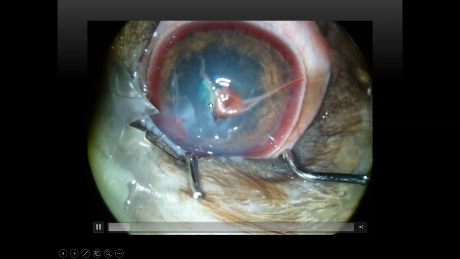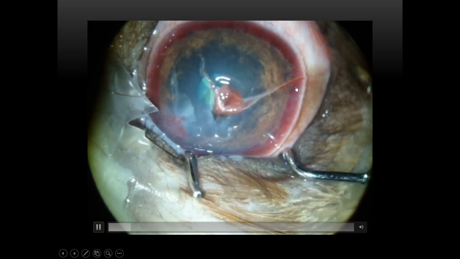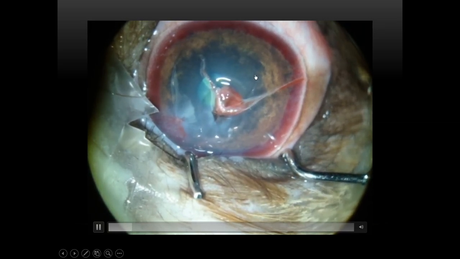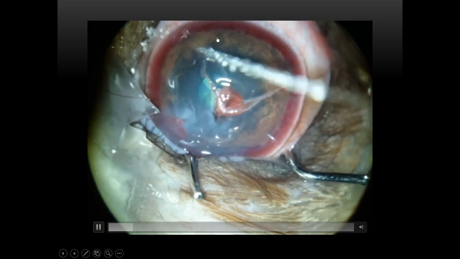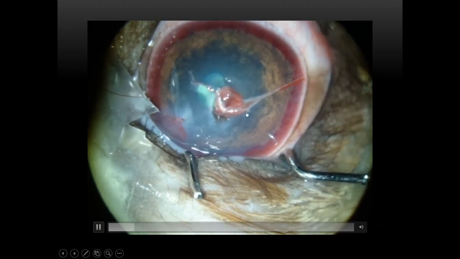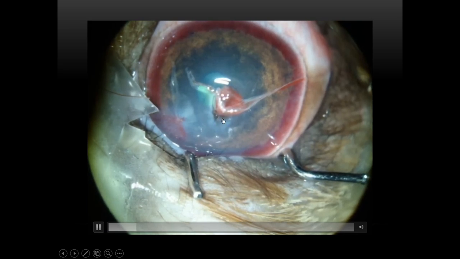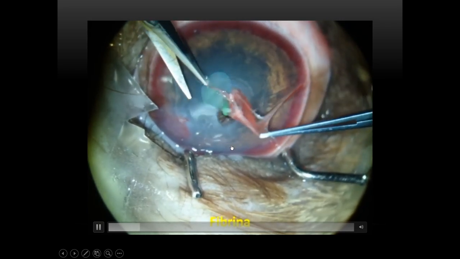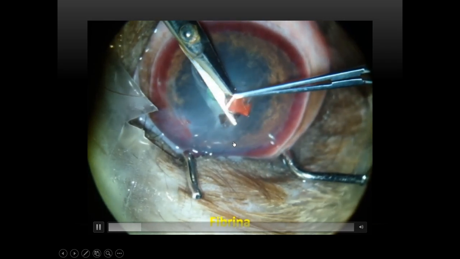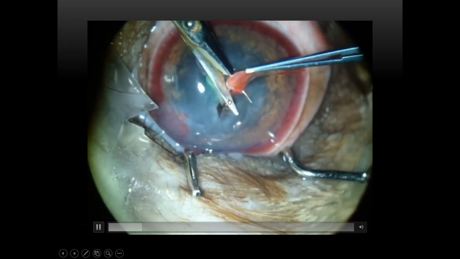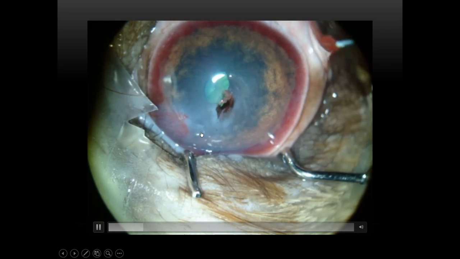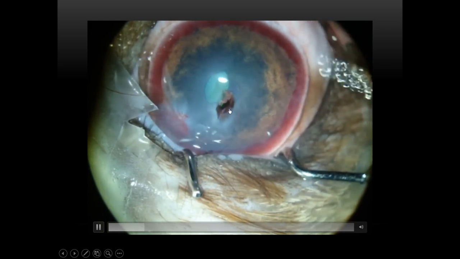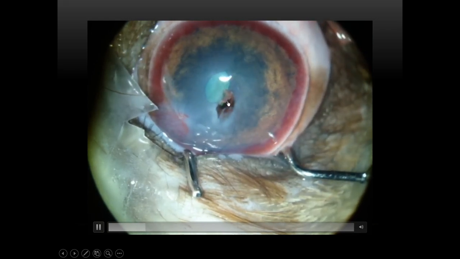This is fibrin coming out of the anterior chamber. So we start to have a lot of issues in the eye, inflammation, miosis. This is part of the iris tissue here. And you can see there is a little bit of corneal haze. So as soon as we remove the fibrin tissue, we have aqueous humor flowing out of the eye. And this is the defect we need to deal with.